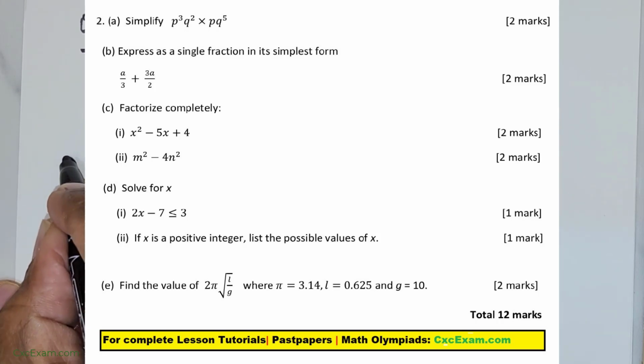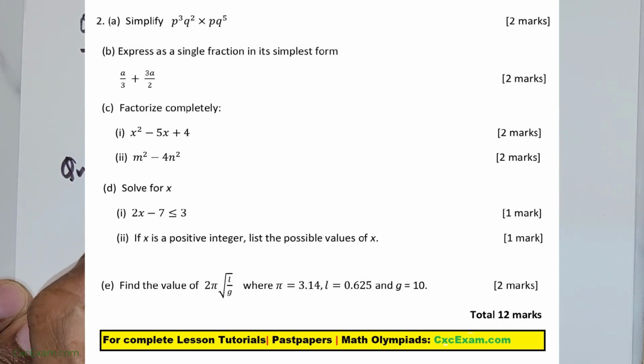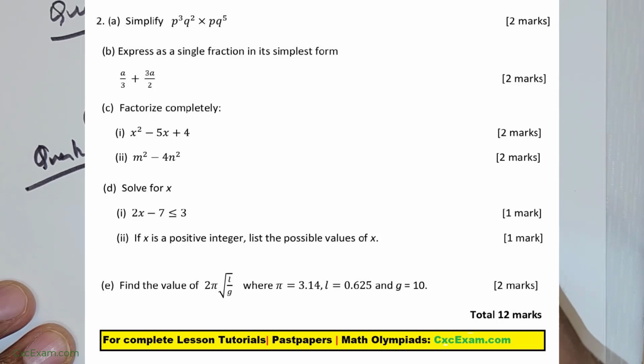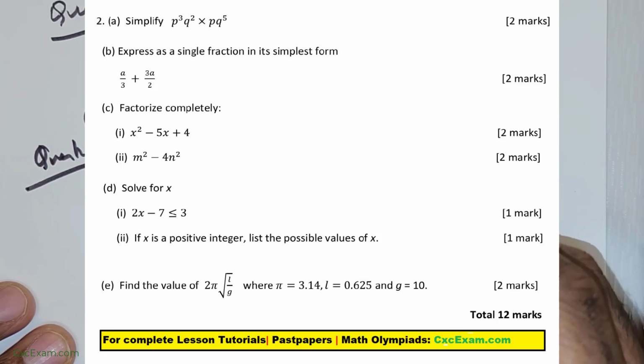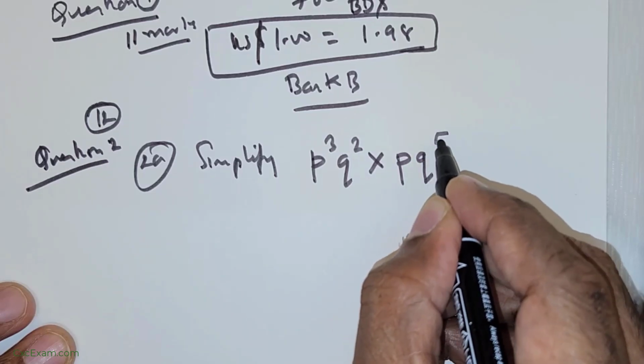Now this is question number 2, and you have 12 marks to score from this. So the first one is simplify. You have p raised to the power of 3, q raised to the power of 2, a product sign, and p followed by q raised to the power of 5.